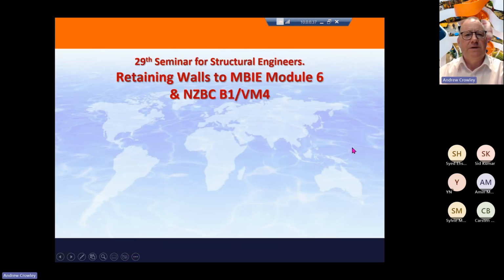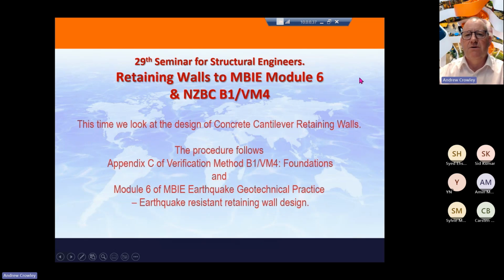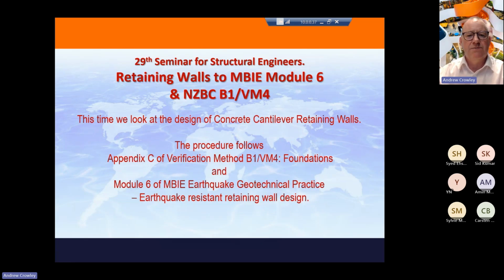Today we'll be talking about retaining walls, looking at the MBIE Module 6 and the New Zealand Building Code section B1 and the verification method number 4 that it provides. So primarily looking at concrete cantilever retaining walls, and we're following that procedure given in Appendix C of the verification method for B1 VM4, as well as the Earthquake Geotechnical Practice modules for earthquake-resistant retaining wall design.